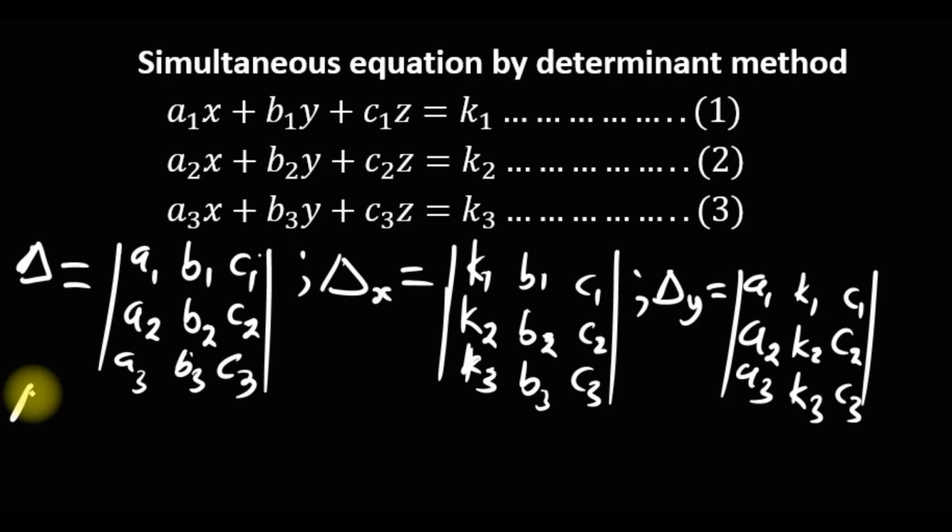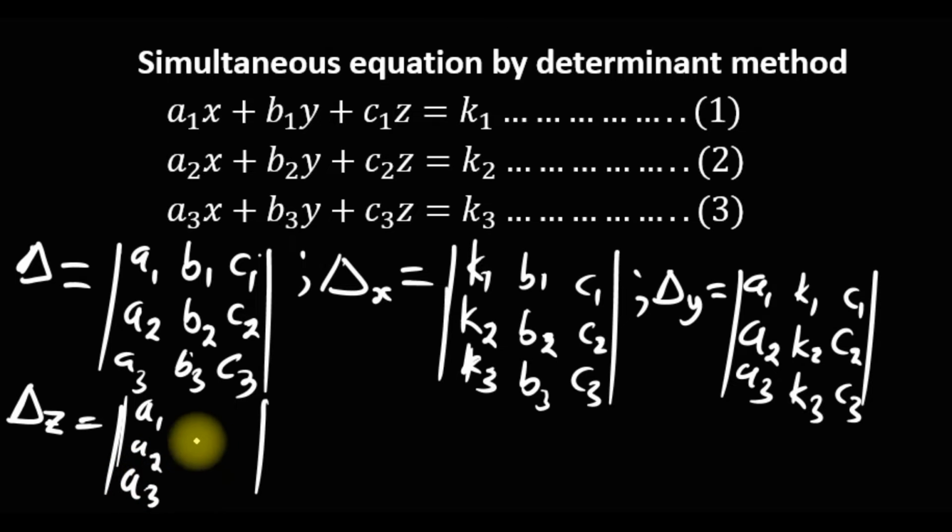The last determinant is where we replace the coefficients of z with the constants. So these are the same, a1, a2, a3, b1, b2, b3, but the last column is now replaced with k1, k2, and k3. Remember, these are all constants, so they will give us determinants.